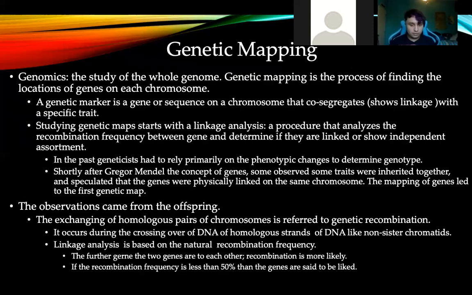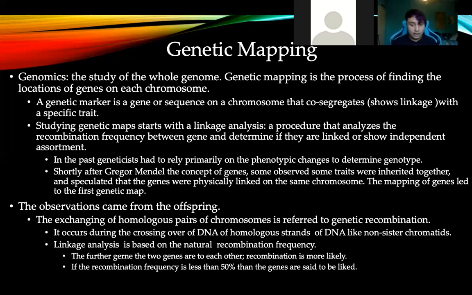Next slide, please. Okay, so we've talked about manipulating genes, but now we have to talk about the location of these. Okay, like I said earlier, genomics is the study of the whole genome, and genetic mapping is the process of finding locations of genes on each chromosome. Okay, so a genetic marker is a gene or sequence on a chromosome that co-segregates or shows linkage with a specific trait.